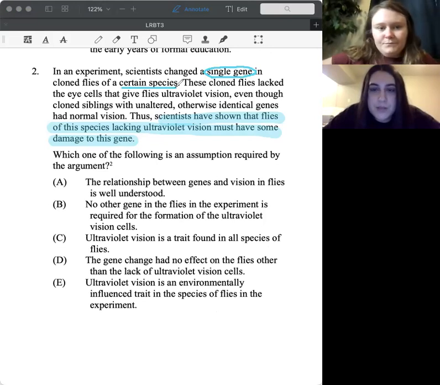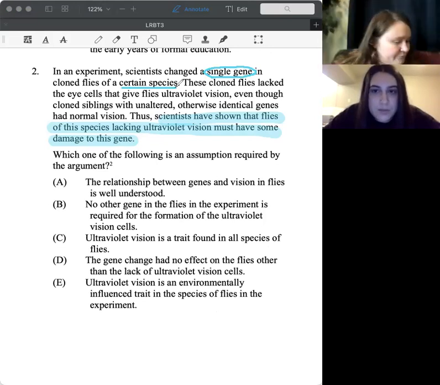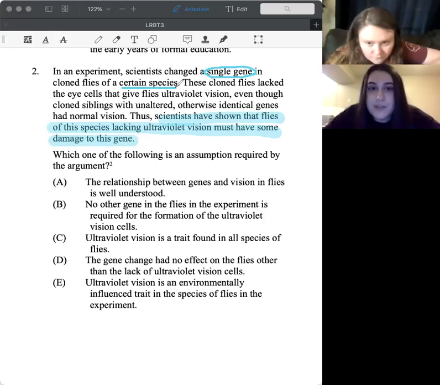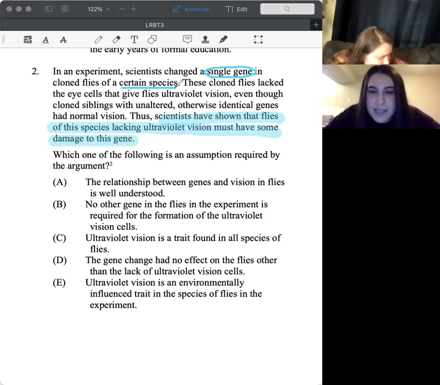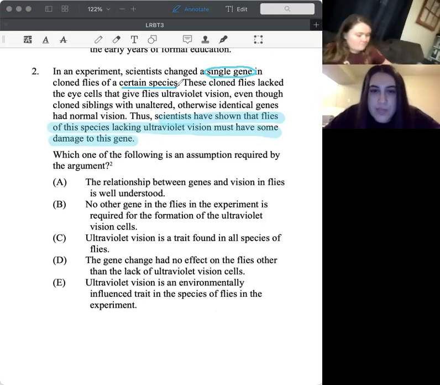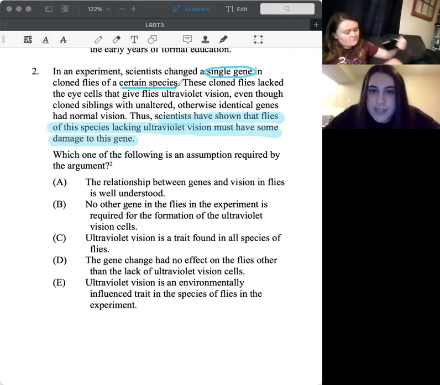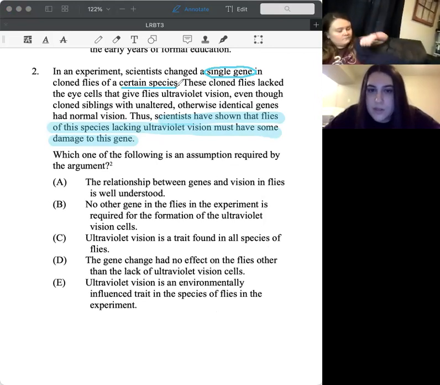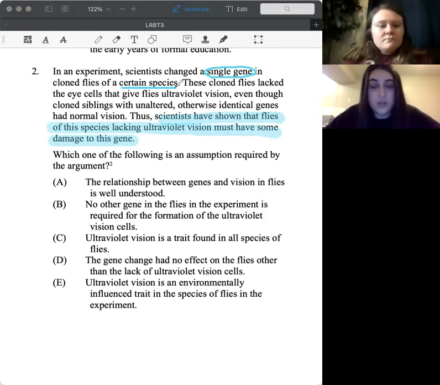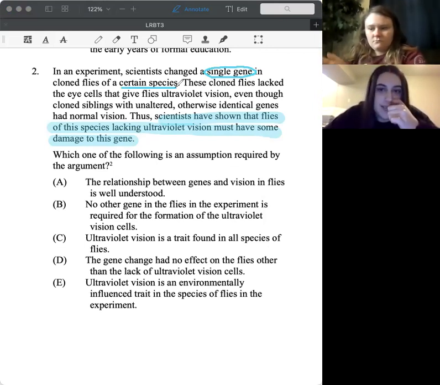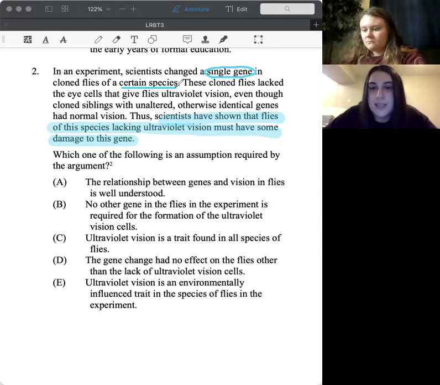Okay, cool. So they realized that these cloned flies that had their genes changed lacked eye cells that gave them ultraviolet vision. And even though those that had unaltered, identical genes had normal vision, this experiment has basically shown to the scientists that flies of this species that lack ultraviolet vision have some damage to this gene. Okay.